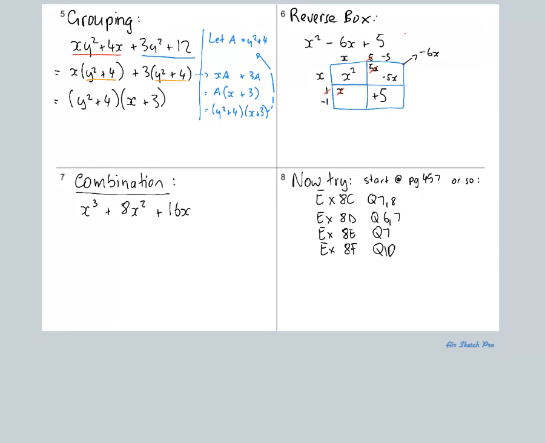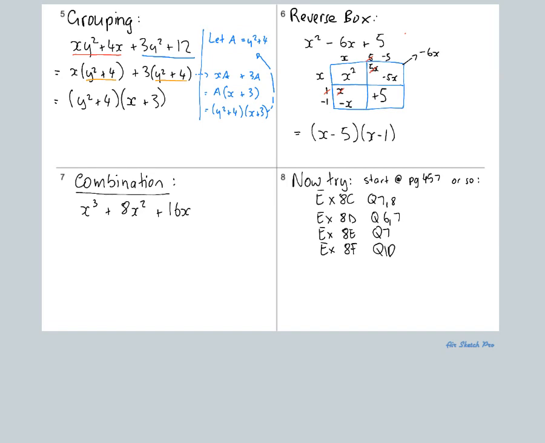And then I've got x times minus 1 is equal to negative x. And sure enough, if I go crossways now, minus x minus 5x is equal to minus 6x. Is that okay? Cool. So what I can then do is read across this way and down this way and write it as a product, as a multiplication, and that's our factorization done. x minus 5 times x minus 1, or the other way around, doesn't matter. So that's the reverse box method.